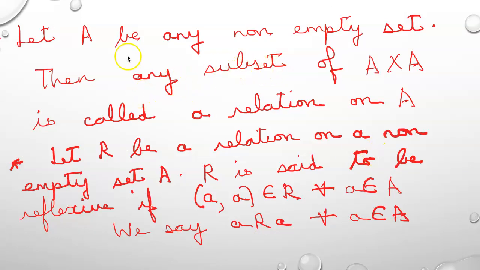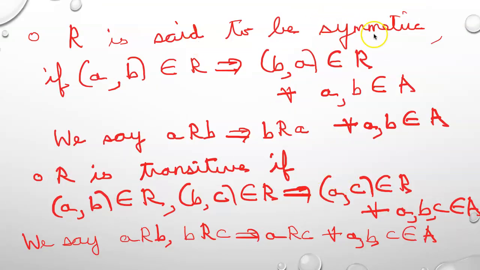Now, coming to relations, if A is any non-empty set, then any subset of A cross A is called a relation on A. And if R is a relation on a non-empty set A, R is said to be reflexive if (a, a) belongs to R for all a belonging to A. And we say a is related to a for all a belonging to A. R is said to be symmetric if (a, b) belongs to R implies (b, a) belongs to R for all a, b belonging to A. We say a is related to b implies b is related to a for all a, b belonging to A. R is transitive if (a, b) belongs to R, (b, c) belongs to R implies (a, c) belongs to R for all a, b, c belonging to A. So we say a is related to b, b is related to c implies a is related to c for all a, b, c belonging to A.